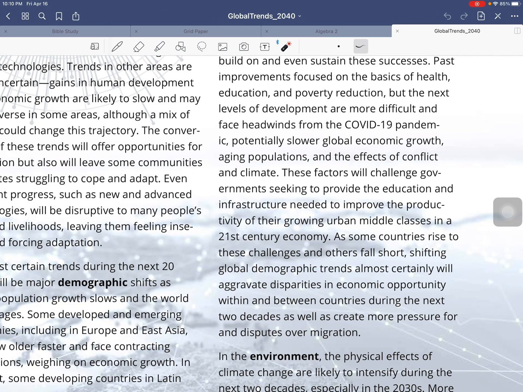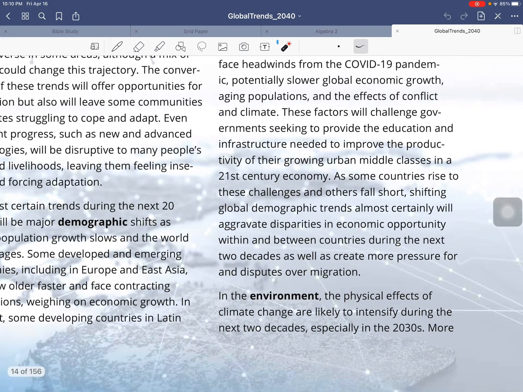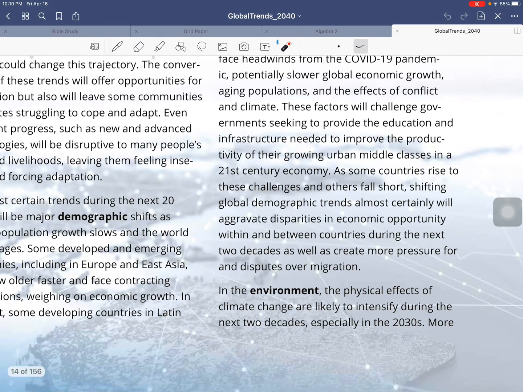As some countries rise to these challenges and others fall short, shifting global demographic trends almost certainly will aggravate disparities in economic opportunities within and between countries during the next 2 decades, as well as create more pressures for and disputes over migration.